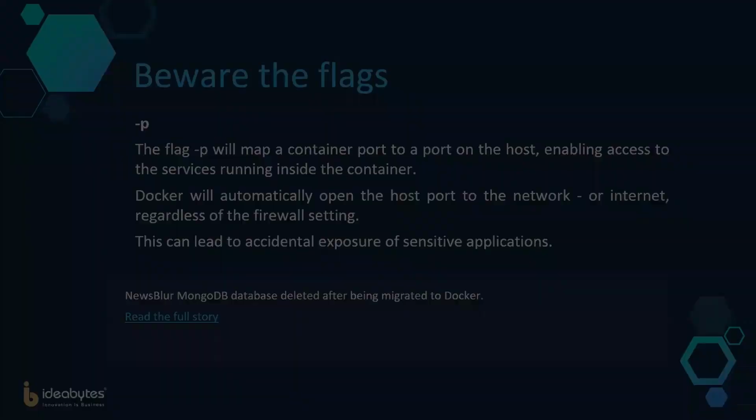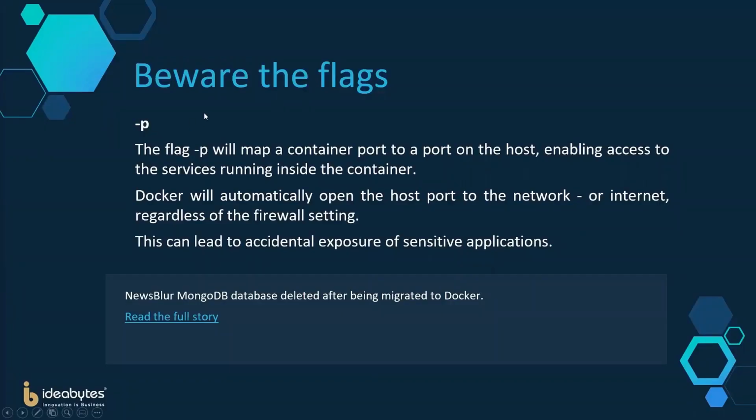And let's see this example. When you run your container, or if you are running a service inside the container and you want to access that service from the host or make it available on the internet, you will use the -p flag. The -p flag will open the container port and map it to a port on the host. And an undocumented feature of that flag that a lot of people are not aware of is that when you use -p, Docker will automatically add firewall rules to make that port available.